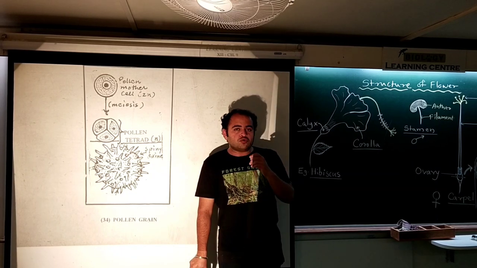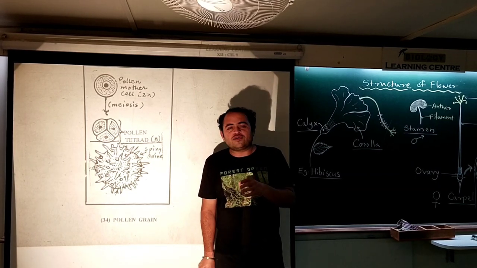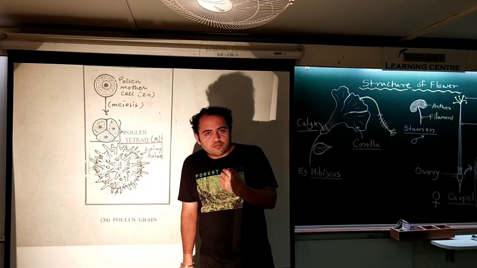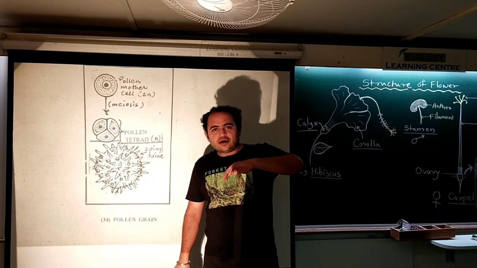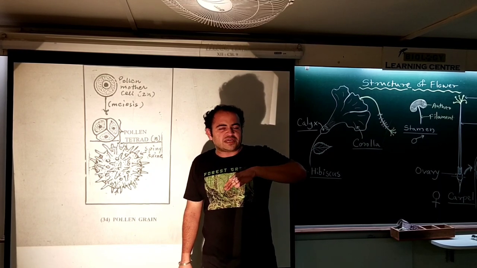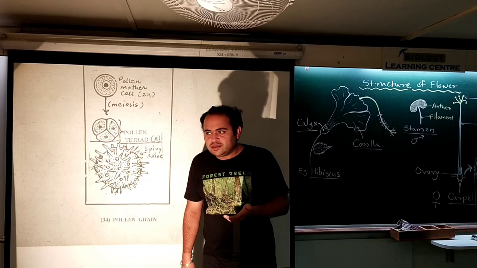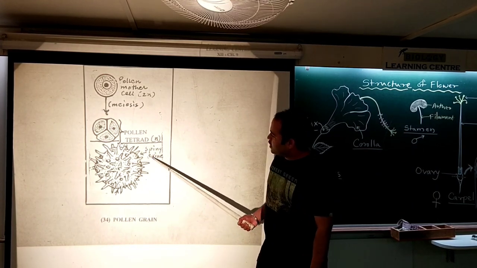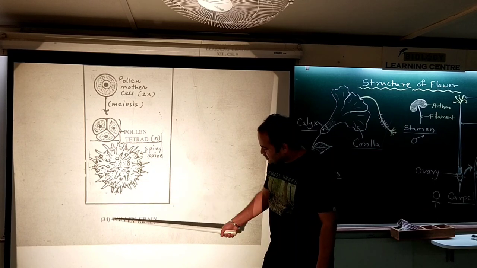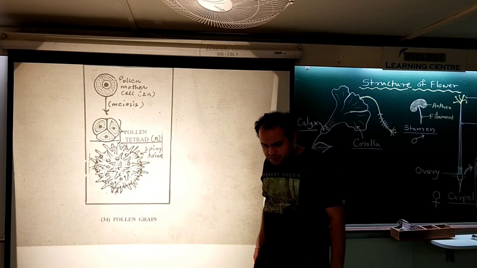The outer covering of the pollen grain is called exine, and the inner coat which is present is called intine. Just for a passing reference, I am mentioning these names. So this is spiny exine, and this is a typical pollen grain of hibiscus.